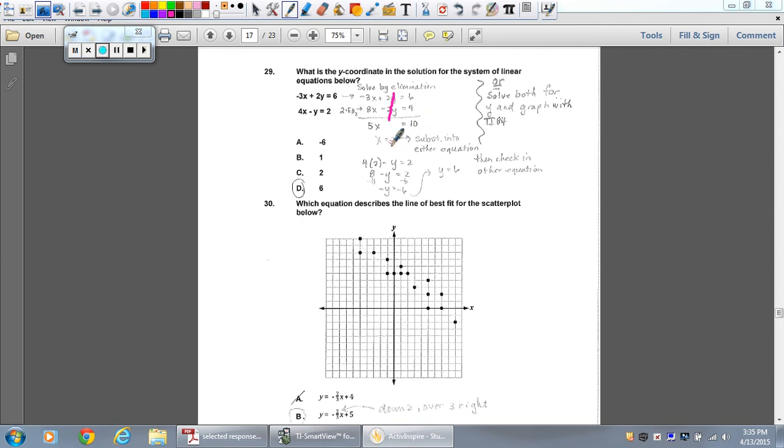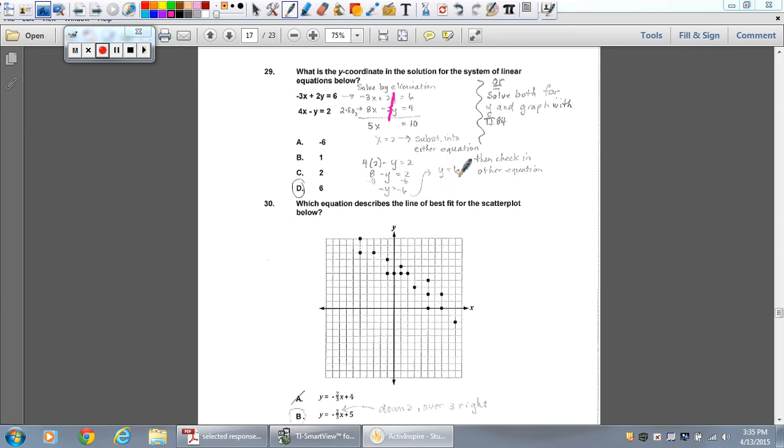So when x is 2, you can substitute that into either equation. And I chose the bottom one. So 4 times 2 minus y is going to equal 2, which is 8 minus y is 2. Subtracted 8 on both sides, so I got negative y is negative 6, and I got y is 6.